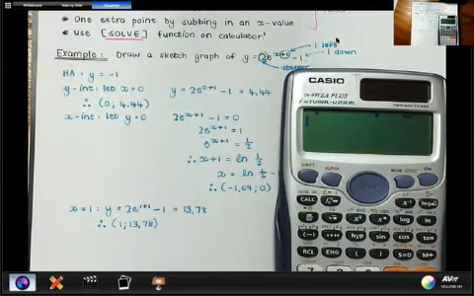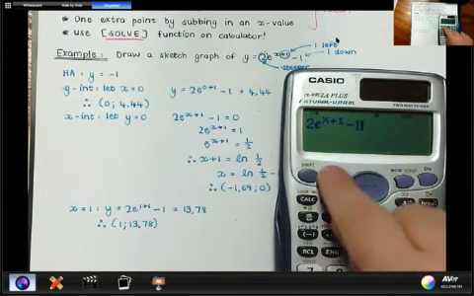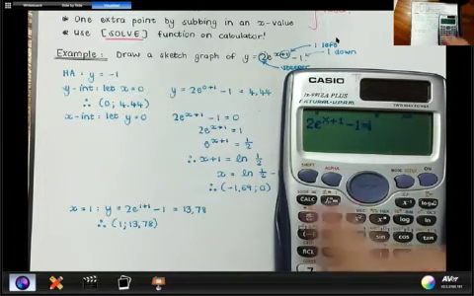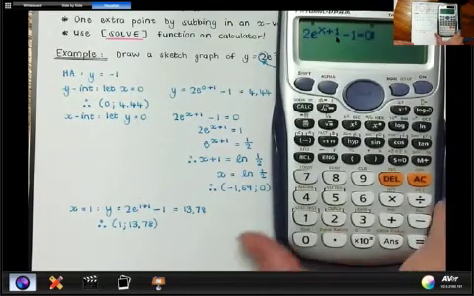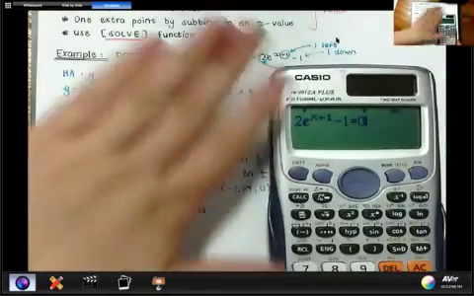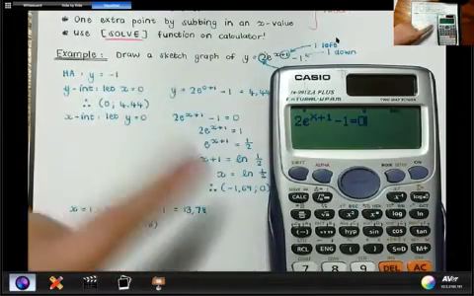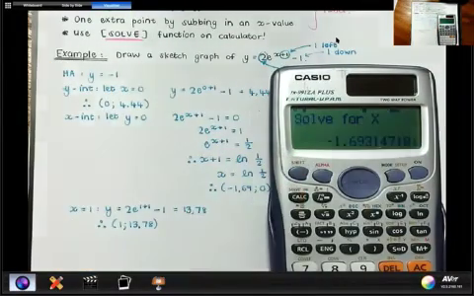I'm going to do it again. 2e to the x plus 1 minus 1. Then you do alpha and the solve button for your equals and then 0. Then instead of pressing the normal equal button here at the bottom, okay, we're not going to press that. We now want the calculator to solve this equation. So we're going to say shift and solve. And there it will solve for x.